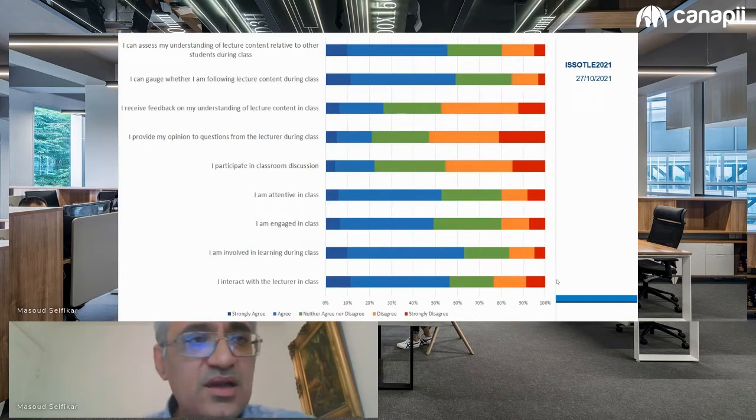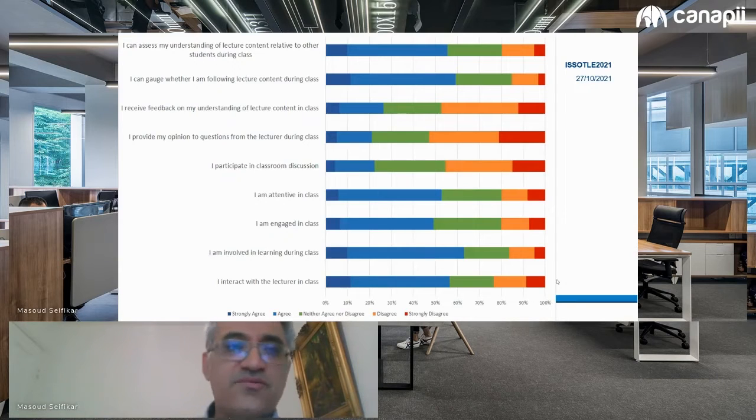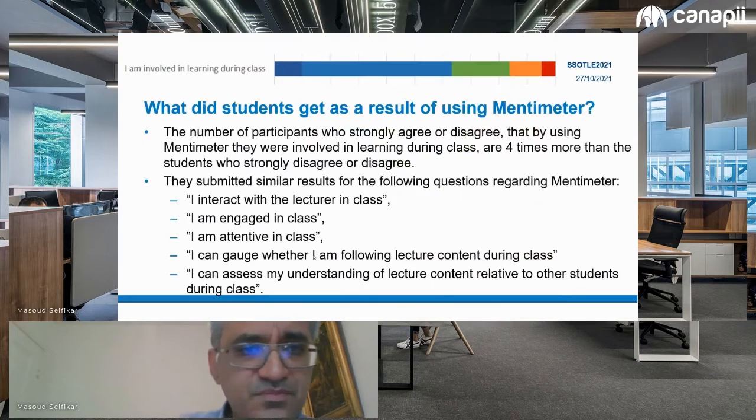And I also asked students what they gain from Mentimeter. I can assess my understanding of the lecture content relative to other students. I can gauge whether I'm following the lecture content. And you see that they are very positive. And also this one: I'm attentive to the lecture, I'm engaged in the lecture, I'm involved in learning during the lecture, and I interact with the lecture.